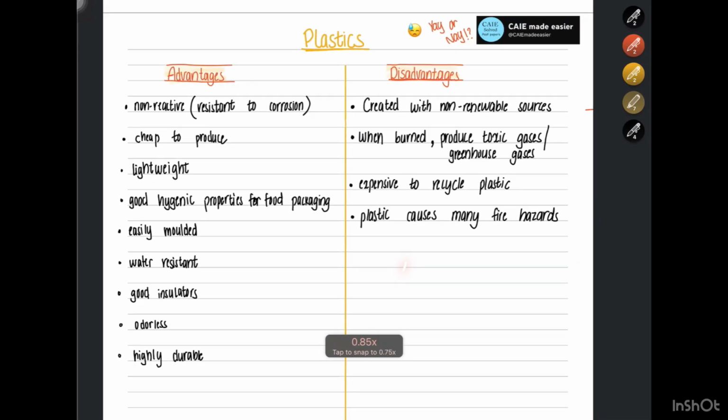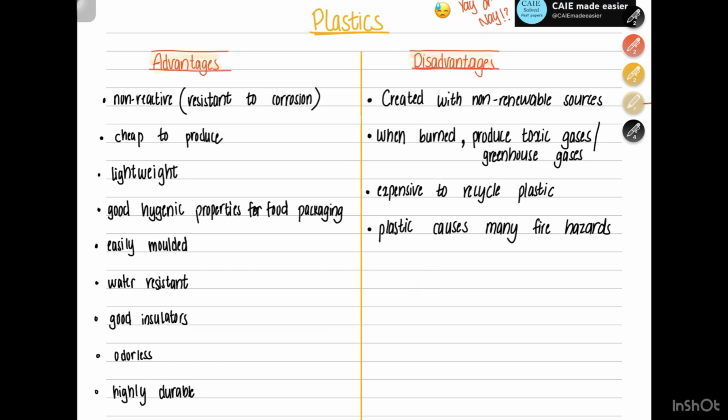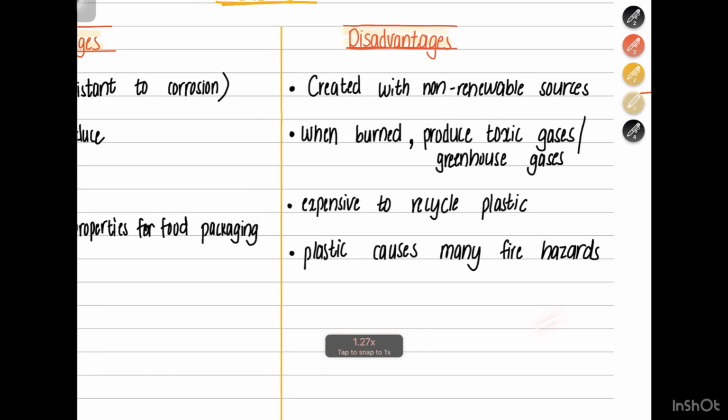It's very good. But on the flip side, there are a lot of disadvantages as well. First of all, it's created from non-renewable sources, not renewable sources such as sun or wind. It's made up of organic compounds, alkanes or alkenes.